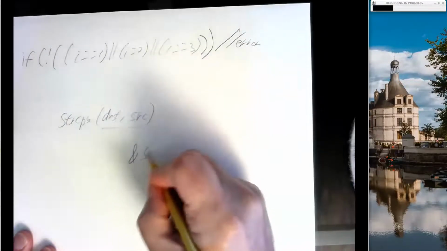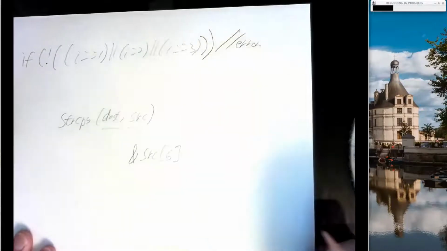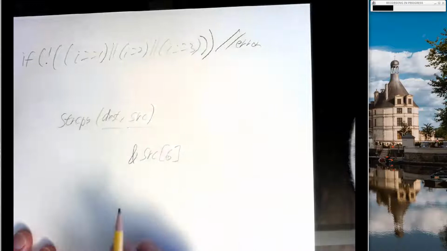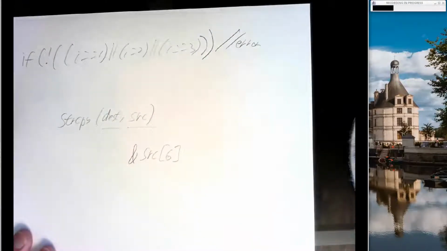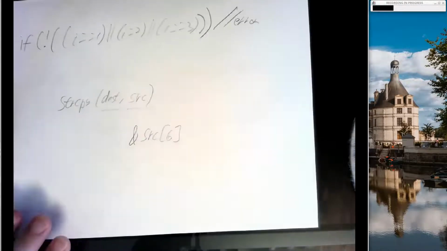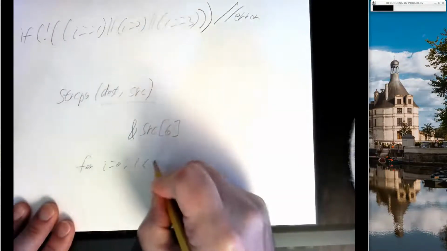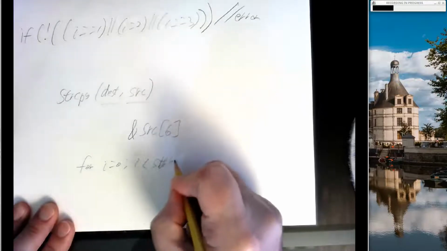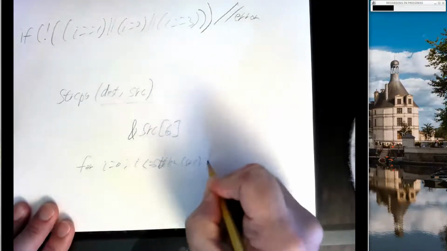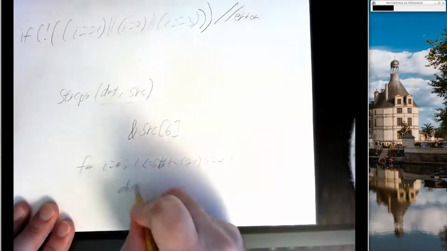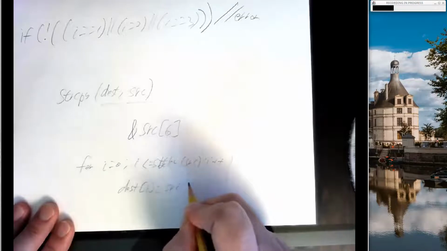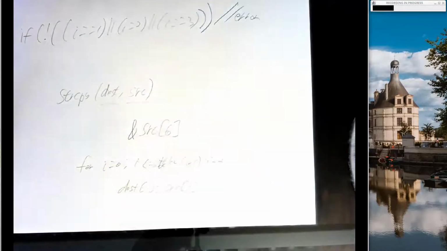So if you said, ampersand source bracket 6, that would copy from the 7th character of this string into destination. But that can get a little confusing at times. But yeah, that would work. String copy does nothing magical at all. String copy is basically, for I equals 0, I less than string len, or less than or equals string length source, I plus plus, dest bracket I equals source bracket I. That's really all string copy does.